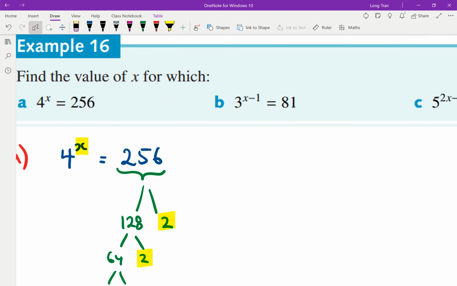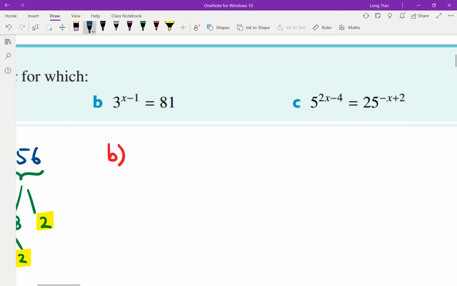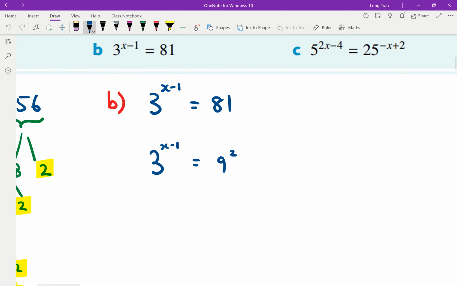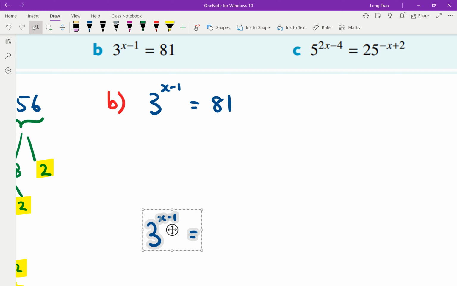So part B, I'm now going to solve by comparison. Same thing again. It's 3 to the power of x minus 1 is equal to 81. And I can break down that 81 into 9 squared, which is 81. But then I know that 9 squared, if I keep continuing this, actually, I'm probably going to do a factor tree again. I'm going to move this a bit down. Let's do a factor tree again.